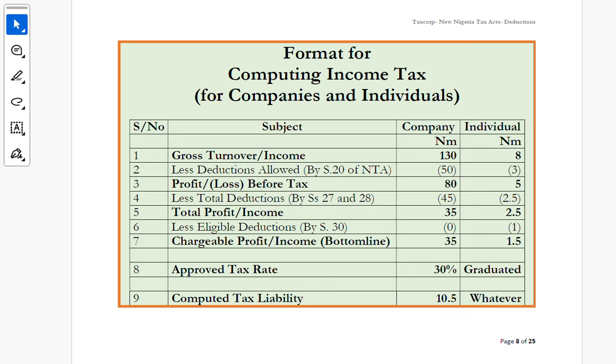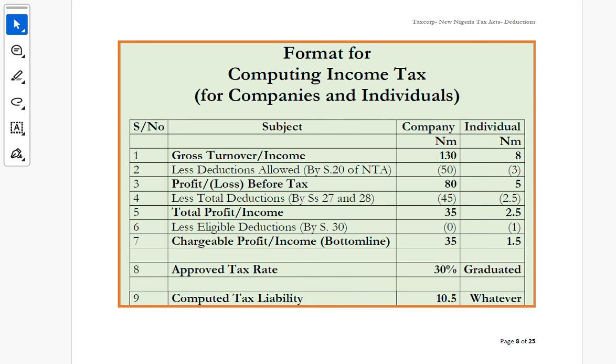So to calculate chargeable income, you follow this table. First is your gross turnover or income. From there, you less deductions allowed and you come down to profit or loss before tax, which the taxman calls assessable profit. Then you less total deductions and you now come down to total profit or income. Then you less eligible deductions. You now arrive at chargeable profit. It is this chargeable profit or income that you apply the approved tax rate to, and you get your computed tax liability. Meaning, if you want to reduce your tax liability, you have to reduce your chargeable income.